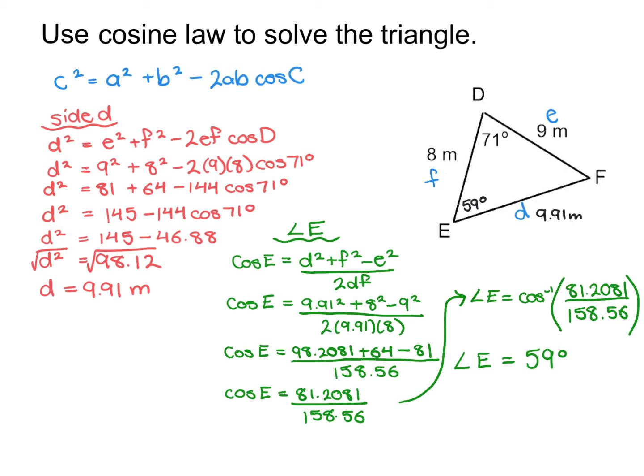Now the last thing we need to find is angle F. So let's write that over here, angle F. Now you can use the cosine law, but again, there's an easier method because we have been given 2 angles, and the third angle, if you were to add them all, it comes to 180 degrees. So to find angle F, we're just going to do 180 degrees minus the 71 degrees minus the 59 degrees.